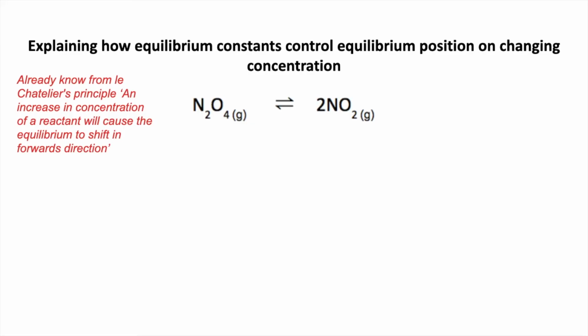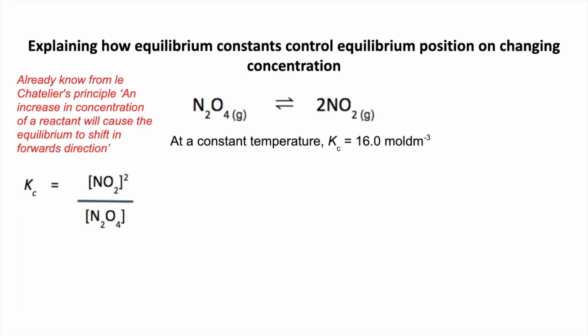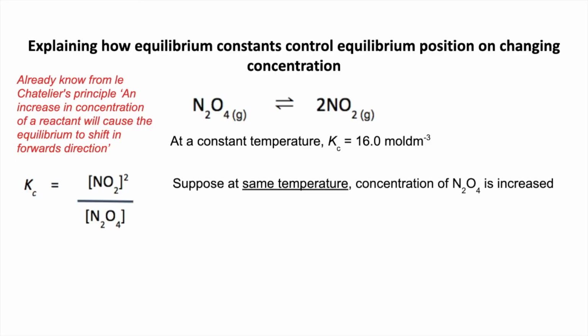We already know from Le Chatelier's principle an increase in concentration of a reactant is going to cause the equilibrium to shift in the forwards direction. So in other words, to bring that concentration back down. So there's the Kc expression for this. At constant temperature, I'm saying Kc is 16 moles per decimetre cubed. So let's suppose at the same temperature, concentration of N2O4 is increased. How do we explain the shift in terms of the equilibrium constant?